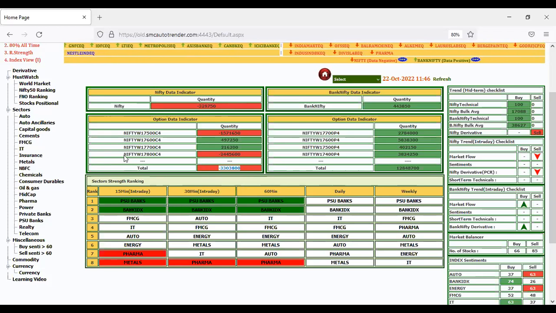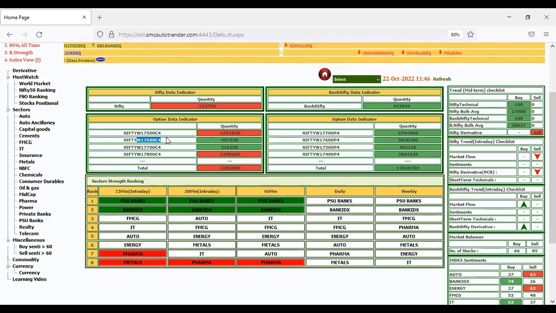So more and more money is being taken out from the 17,800 call option, and the 17,500 call option also sees a negative value. Where the money is flowing, it is in 17,700 and 17,600. But the cumulative figure gives you a negative value. That means throughout the day, some money is being taken out from calls.